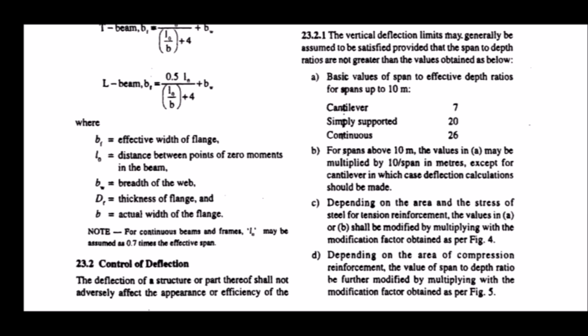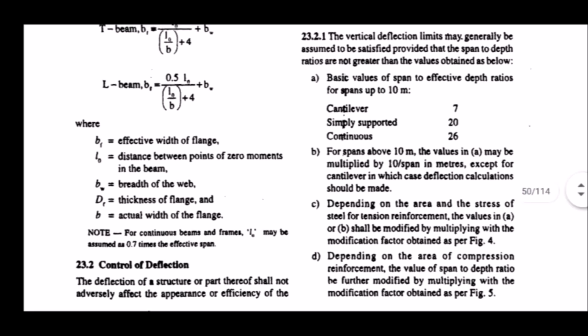There are three values given, depending upon support condition: cantilever, simply supported, and continuous. In this problem we are using simply supported, so span to effective depth ratio, that means L by D, is equal to 20 for this problem, and we have to multiply this with a factor called modification factor. You may see it in point C, and to find out the modification factor we get the value from figure number 4.